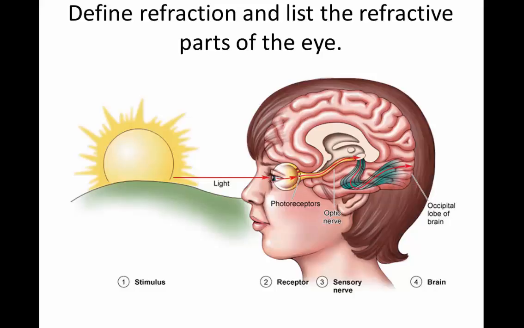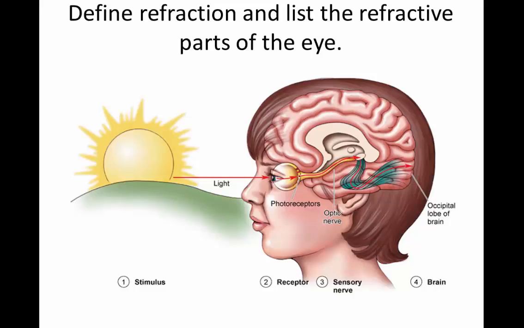And so what we want to do here is define refraction and list the refractive parts of the eye. So here we're looking at a person with the eye and the brain superimposed over them so that we can analyze when we're actually looking at a light source. So let's say the sun. This is going to act as the stimulus. Light will travel from the object to our eyes. It will enter into our eye through our pupil and then land on the receptors, in this case the photoreceptors, that are on the retina.